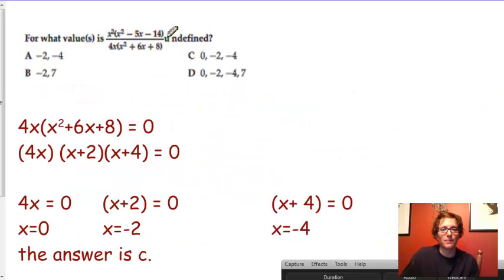Here's another one. For what value is this undefined? Start with the bottom. I have this equals 0. I factored the middle guy. That gave me x plus 2 times x plus 4. I set all three of these equal to 0, 1, 2, 3, and solve for x. The expression is undefined when x equals 0, x equals -2, and x equals -4. The answer was C.